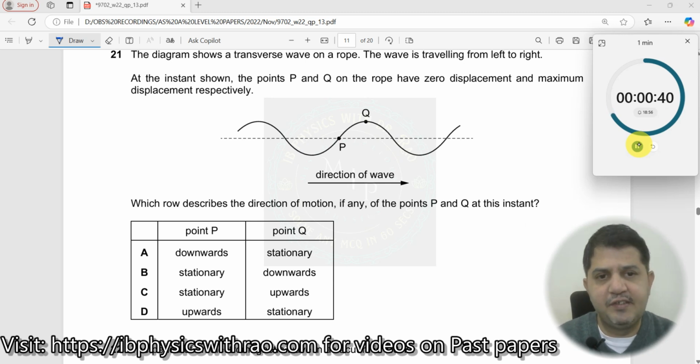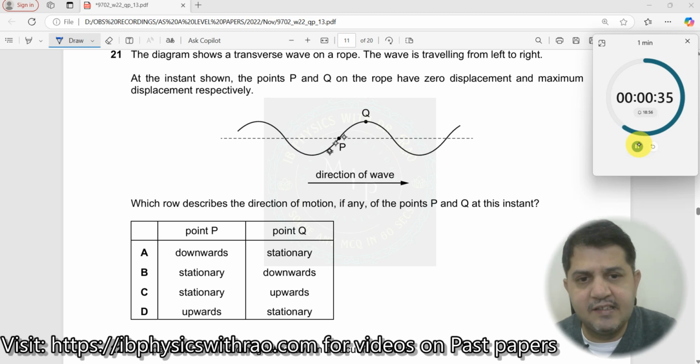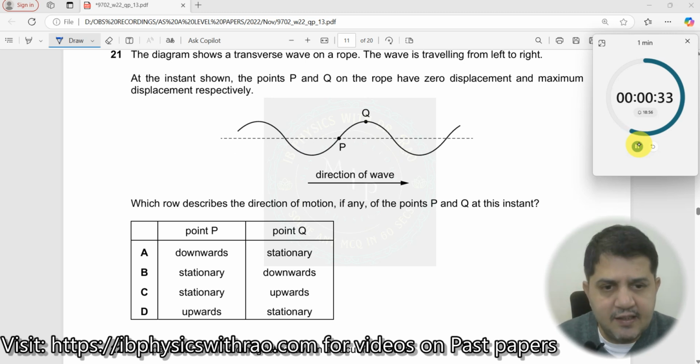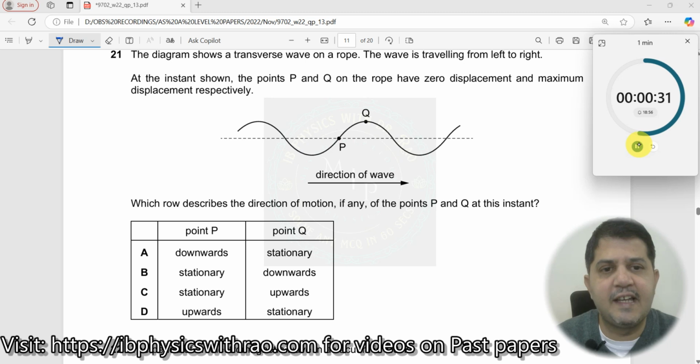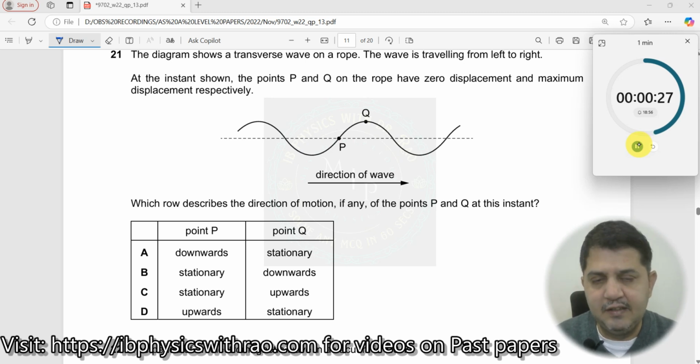Now he is asking you, see, the wave you get is only because of the vibration of the particles, right? So the particles are vibrating over here. At that instant, which one is actually at rest, or is it moving? So what is happening over here? That's the question.